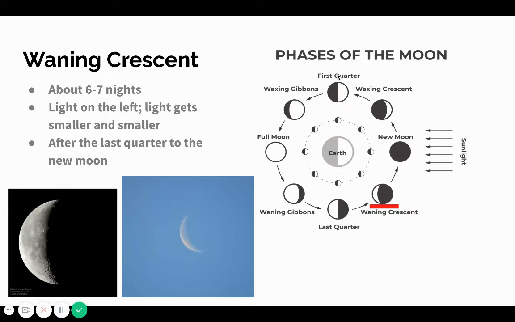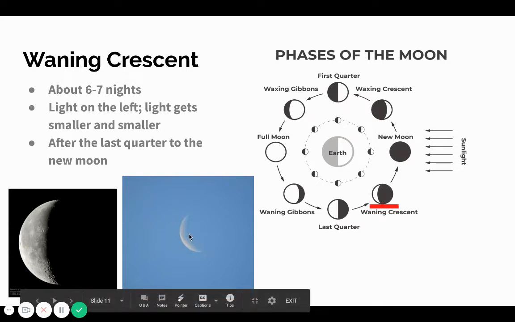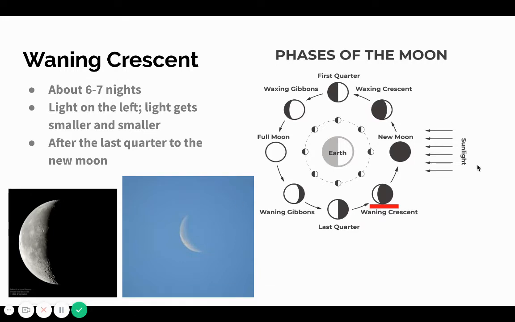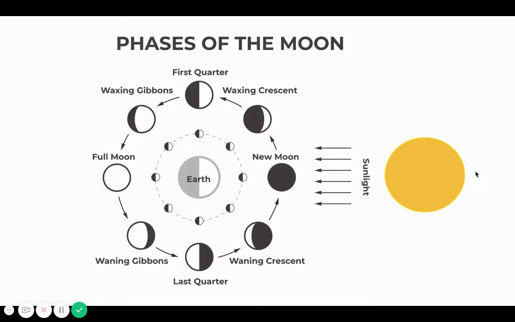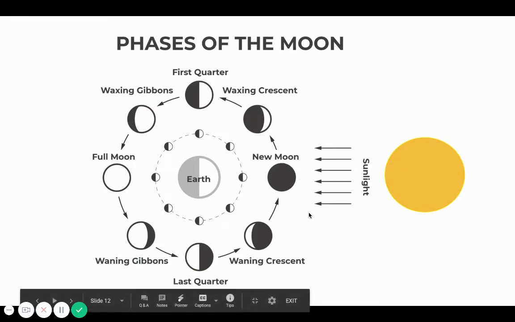Great job, guys. So in this waning crescent phase, the light is gradually waning away on the left side in a crescent shape, and less than half of the moon is lit. And as that light keeps waning and waning away, we are repeating our cycle. We are back to our new moon, and we're back to our new moon for one night.